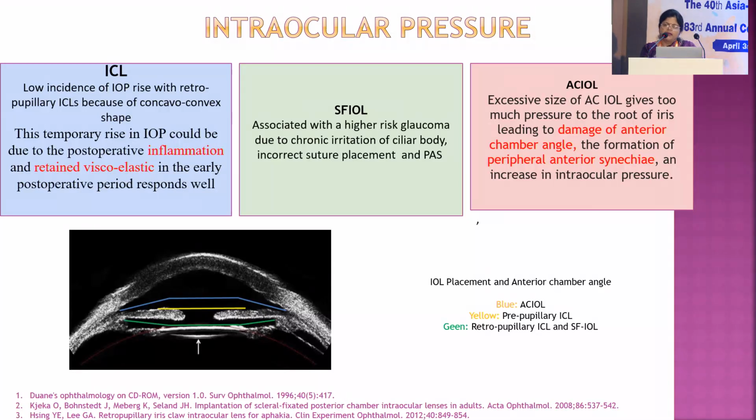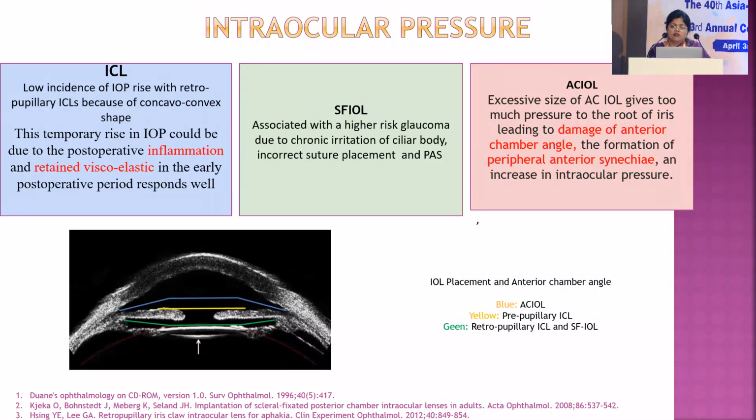Now we come to the complications associated with ICL. One is intraocular pressure. As we compare the ACIOL, SFIL, and ICL, this raise in IOP is more seen in ACIOL because it is large in size and the haptics settle in the root of the iris, leading to damage of the anterior chamber angle and formation of PAS that will further increase the intraocular pressure. In the case of SFIL, the higher risk of glaucoma is due to chronic irritation of the ciliary body, and incorrect suture placement can lead to further increase of the intraocular pressure.